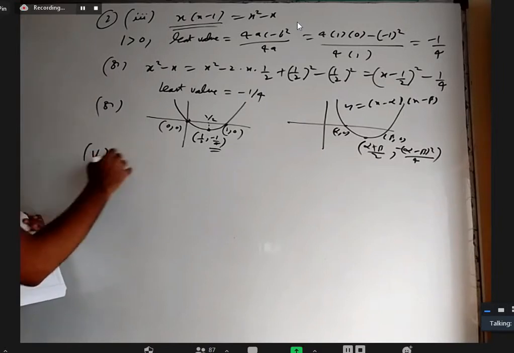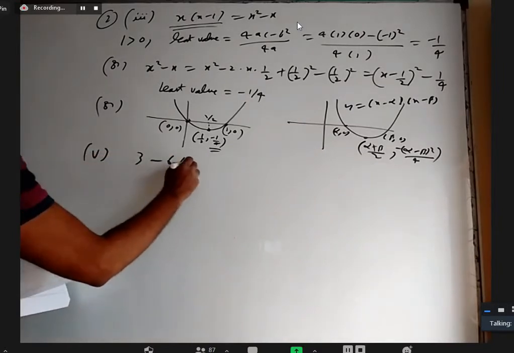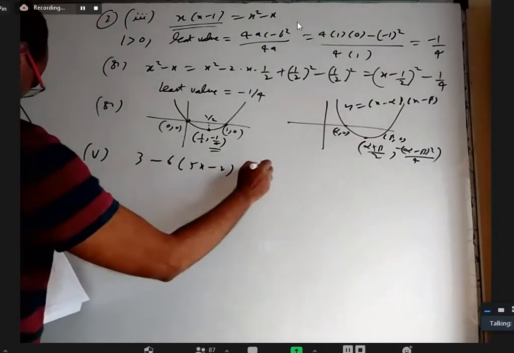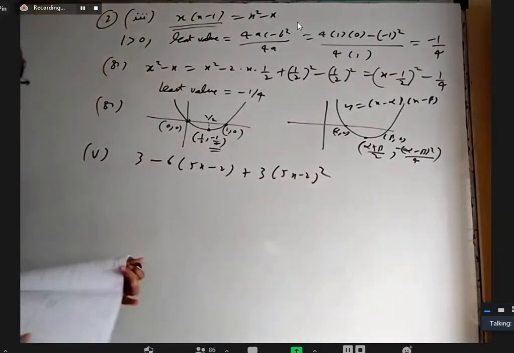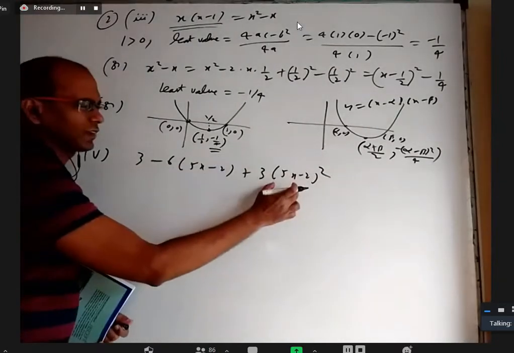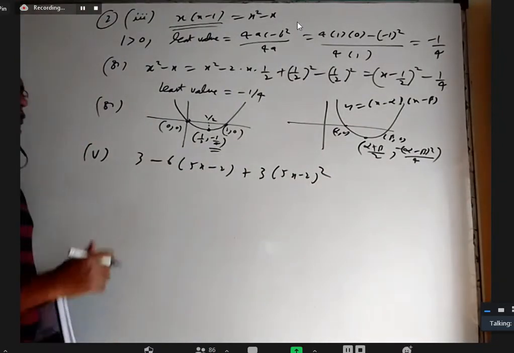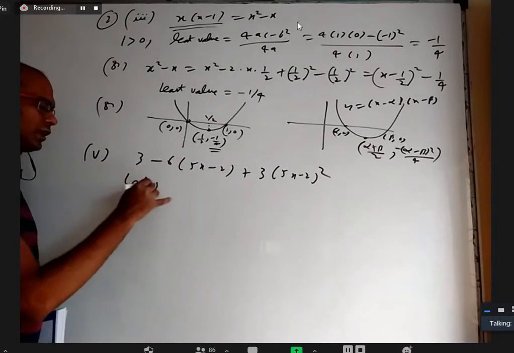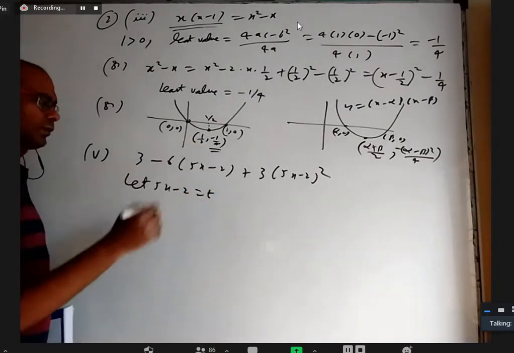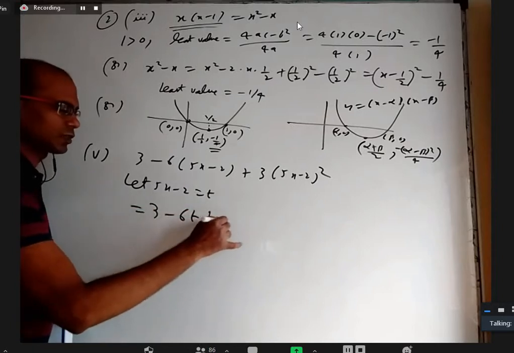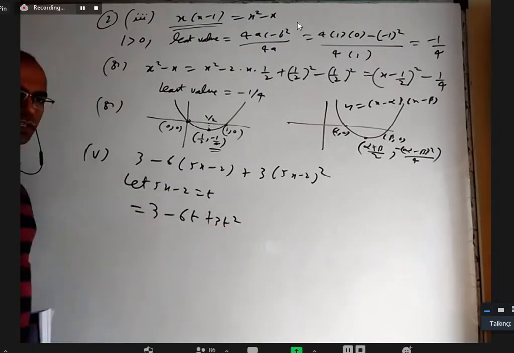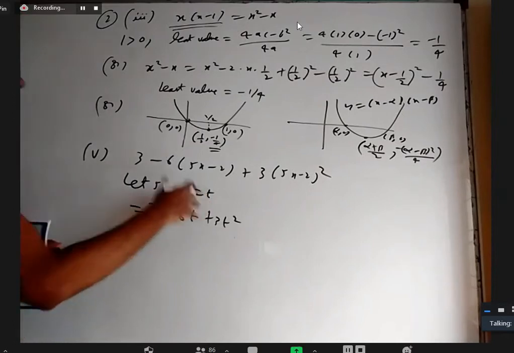Okay, fifth one. 3 minus 6 into 5x minus 2 plus 3 into 5x minus 2 whole square. I don't want to expand this 5x minus 2 whole square. It is a waste of time. I'm going to take let 5x minus 2 equal to t. It will become now 3 minus 6t plus 3t square. If I find the value of this, that is sufficient. If t is variable, x is also variable.